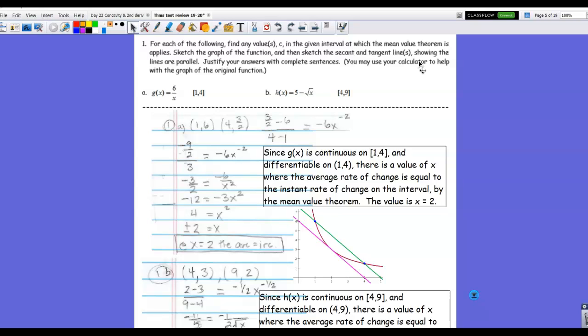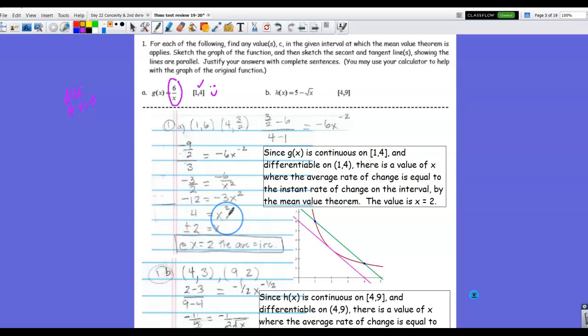So if I were going to make you do some sketching of secant and tangent lines, I would provide the graph on your test versus having you sketch the graph. You would just be doing the secant and tangent lines. Here we go. For letter A, we have the graph of 6 over x, which is a rational function. We have the closed interval from 1 to 4. I know that there is a discontinuity at x equal to 0. So the function is not continuous at x equals 0. However, the good news is 0 is not on the given closed interval.